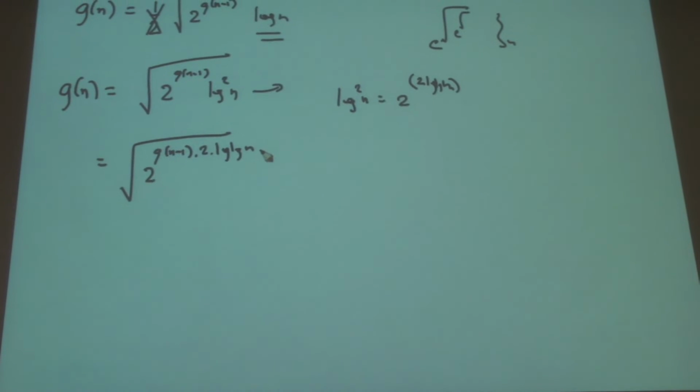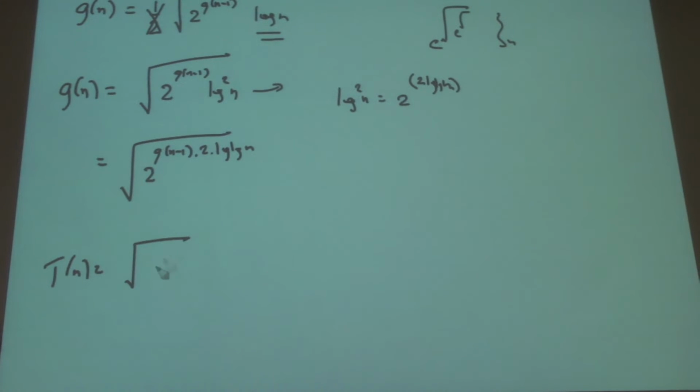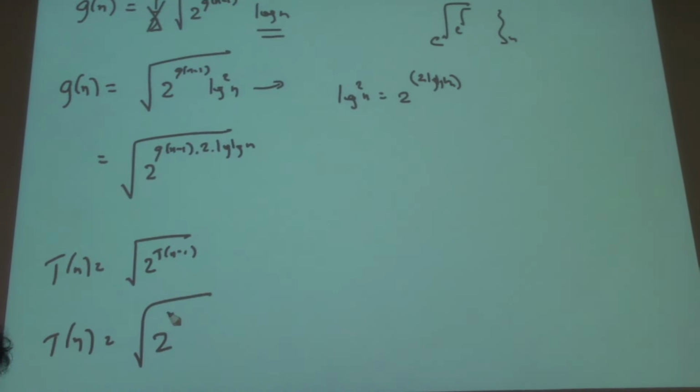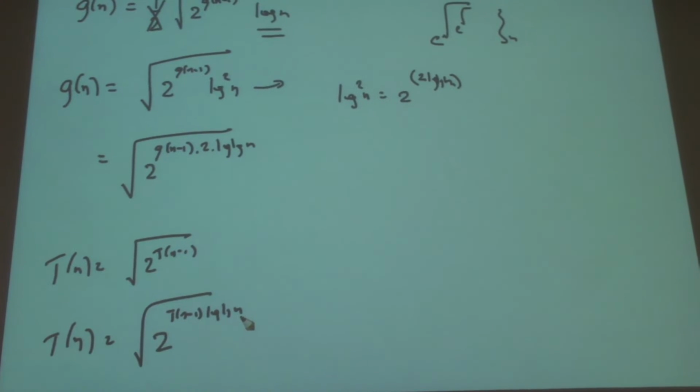Okay, so now the question is, can we apply the same trick as before? We knew how to solve T of n is equal to square root of 2 to the T of n minus 1. Can we try to solve T of n is equal to square root of 2 to the T of n minus 1 plus log log n? Does that same trick work? It'll be a plus, thank you. Oh, that's even better. Can we solve that?